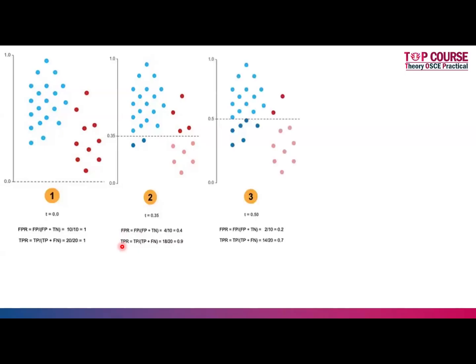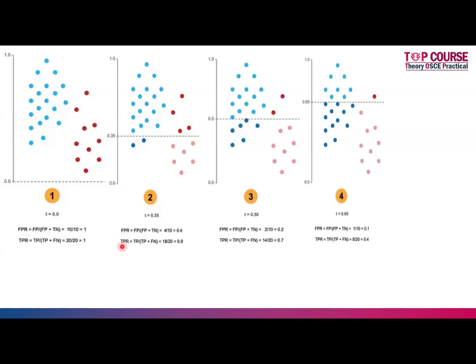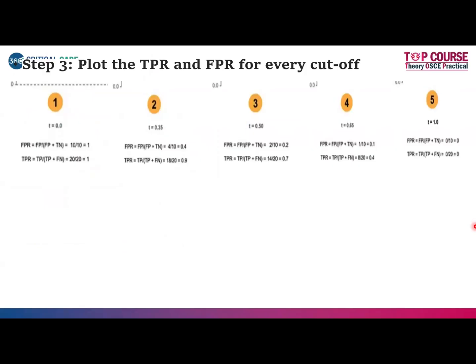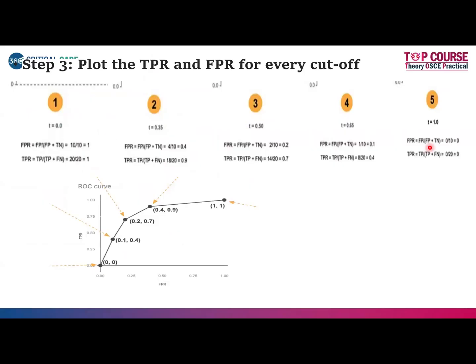Likewise, if you keep increasing the cutoff, your number of true positives will come down and your number of true negatives will increase. So basically, your sensitivity decreases and your specificity increases. Okay. So these numbers, the false positive rate and the true positive rate, decrease as the threshold grows larger, right? So what we do is we plot each of these, whatever cutoffs we get.